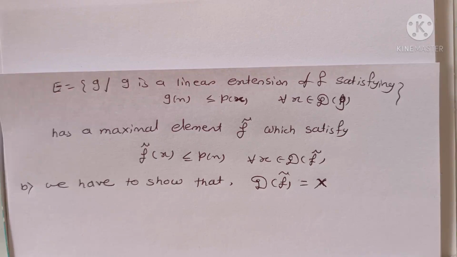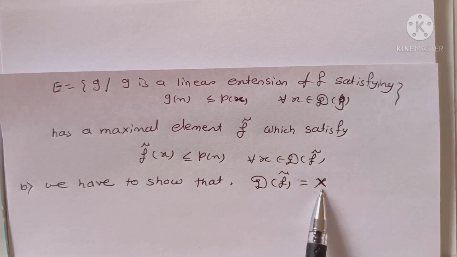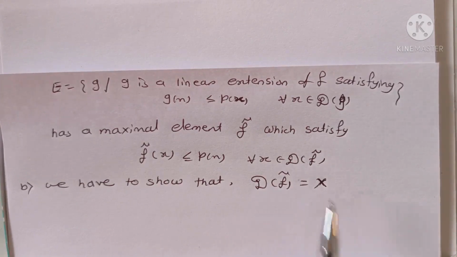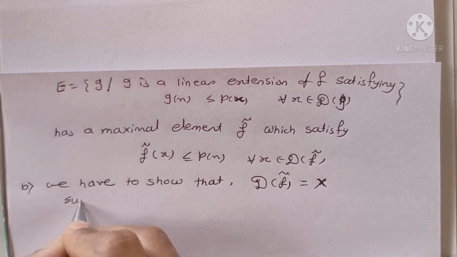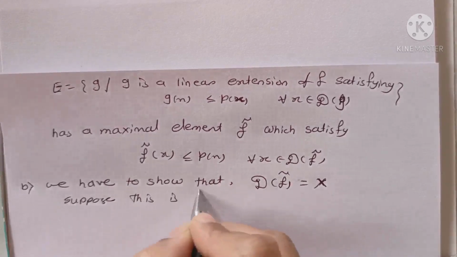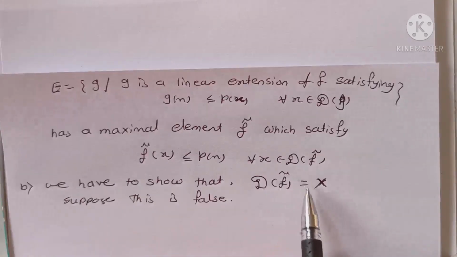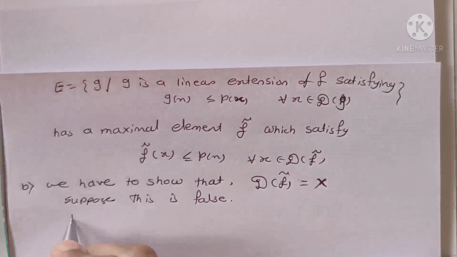Now after proving that, in the second part we have to show that the domain of f tilde is all of capital X. Now to prove this equality, here we assume that this is false. We suppose this is false. It means that the domain of f tilde is strictly contained in capital X.